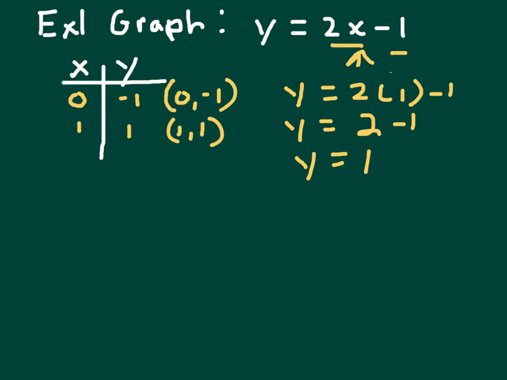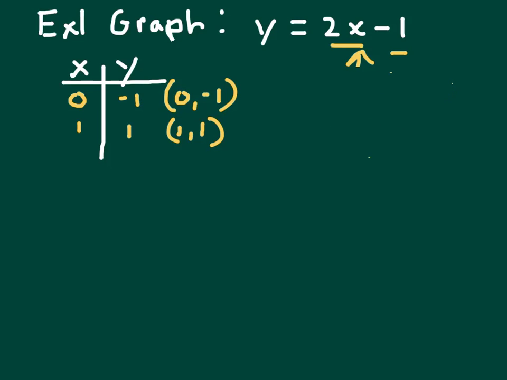Now usually we find at least 3 ordered pairs. If you just found 2 ordered pairs, sometimes it's easy to make a mistake. If you find 3 ordered pairs or 3 points, remember the whole idea is these 3 points should lie on a straight line. And if you made a mistake when you found 3 of them, 1 of them would not lie on that line.